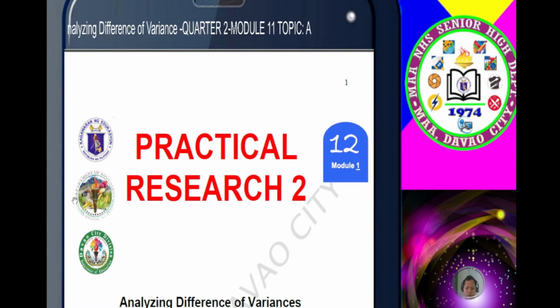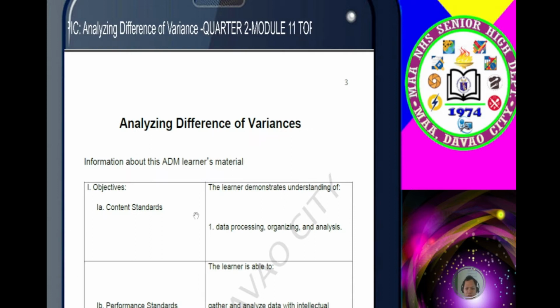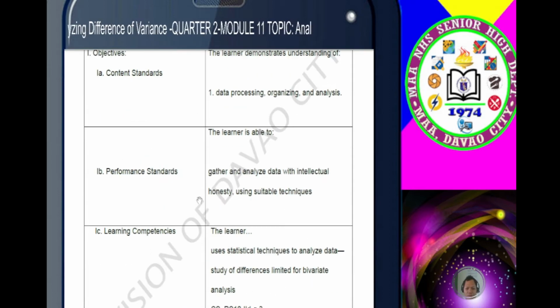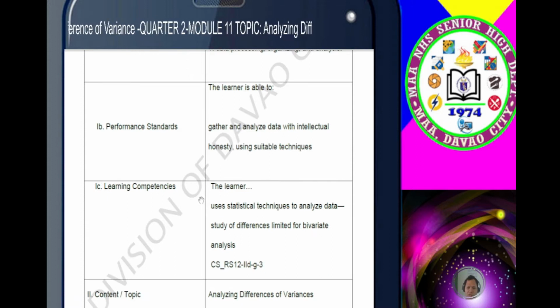Good students, we are now again in our Practical Research 2, Module 11 in the second quarter, which is about analyzing differences of variances. The learning competency of this module is: the learner uses statistical techniques to analyze data, study of differences limited to bivariate analysis. So our topic is about analyzing differences of variance.